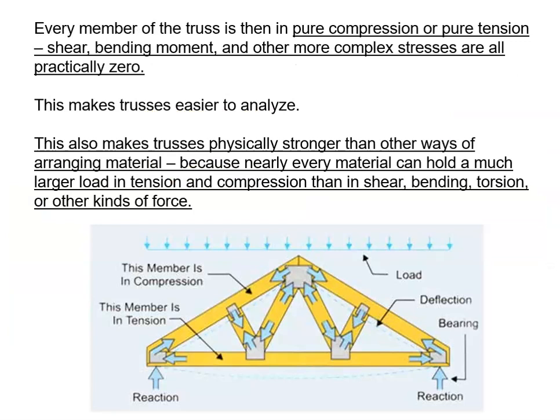Okay, so every member in a truss is in pure compression or pure tension, right? Shear and bending and more complex stresses are all practically zero. This makes the trusses easier to analyze. It also makes the truss physically stronger than other ways of arranging material, because nearly every material can hold a much larger load in tension or compression than in shear, bending, torsion, or other kinds. So compression and tension are easier for most materials to deal with. Therefore, it makes these trusses very efficient.